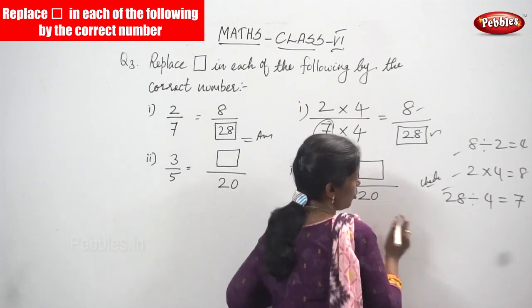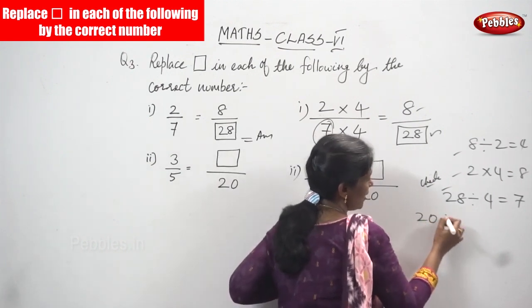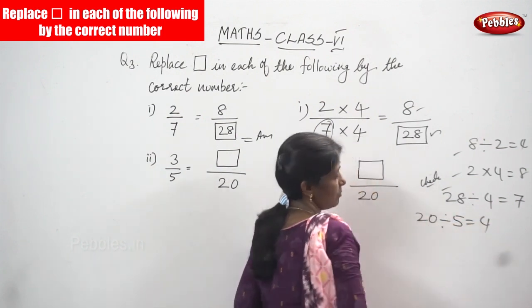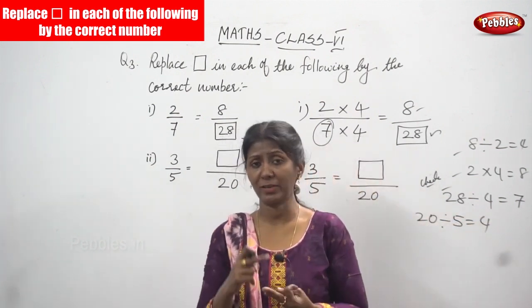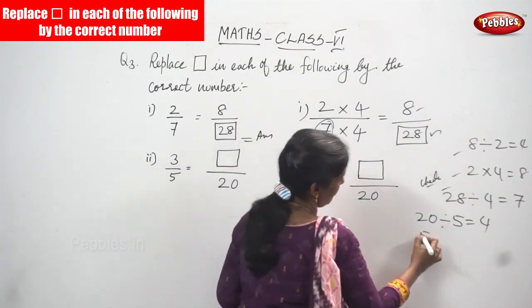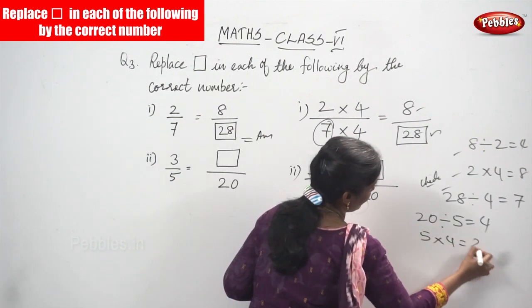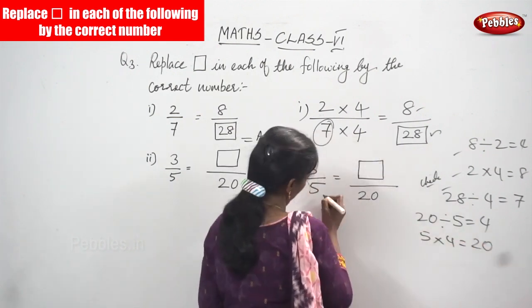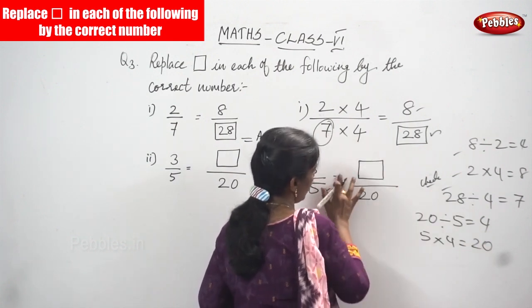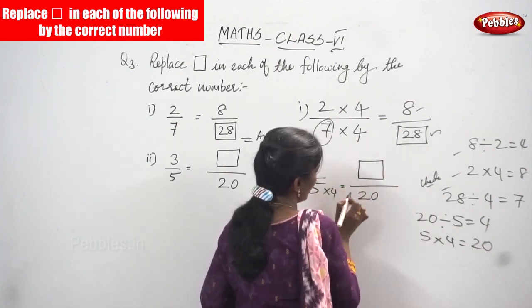So in the denominator place, the number is 20. 20 divided by 5, you get 4. You must use the 5 table: 5 ones are 5, 5 twos are 10, 5 threes are 15, 5 fours are 20. Or else 5 multiplied by 4 gives 20. You can choose any one of the methods. I choose the multiplication method, it is easy for me. 5 fours are 20.